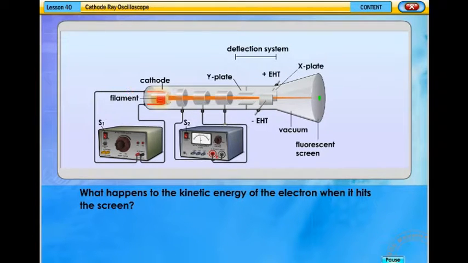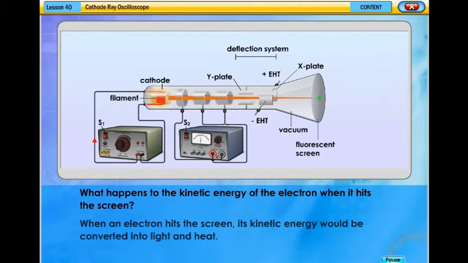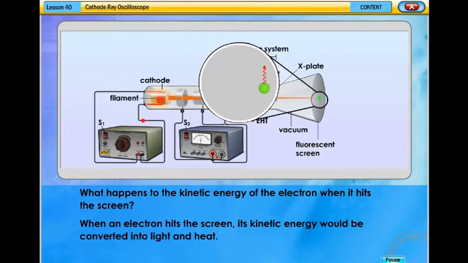What happens to the kinetic energy of the electron when it hits the screen? When an electron hits the screen, its kinetic energy would be converted into light and heat.